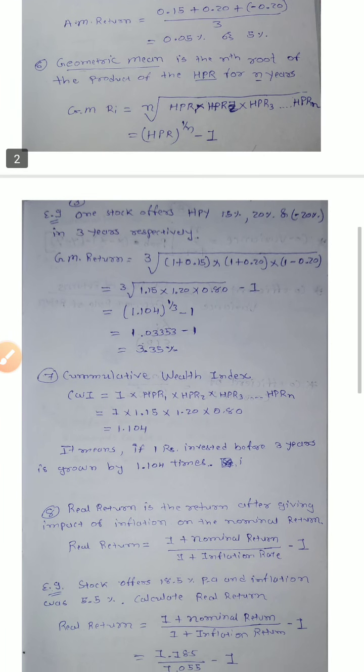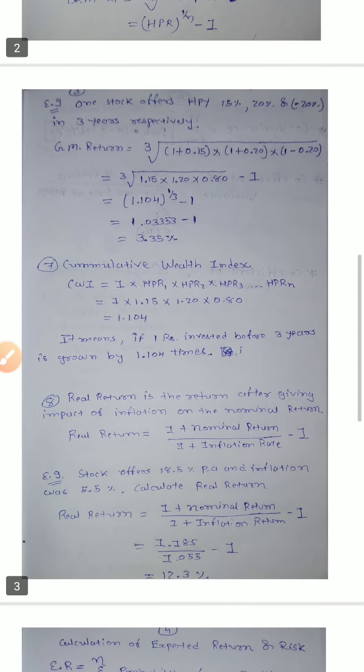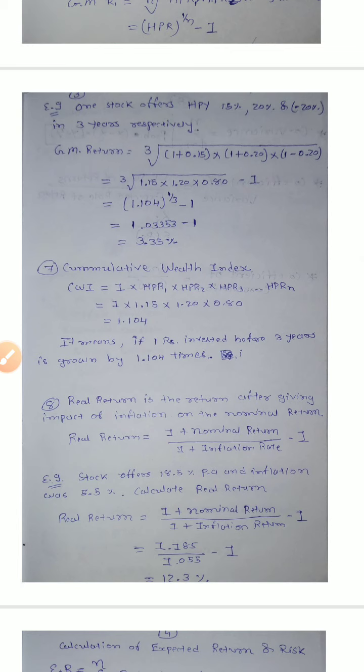Now come to the next part, that is the cumulative wealth index. Cumulative wealth index is nothing but 1 into the product of all HPR. So you can easily calculate it from the geometric mean, because in geometric mean what we did was the calculation of HPR, multiplication of HPR. Same thing here, 1 into HPR.